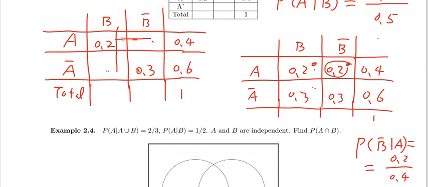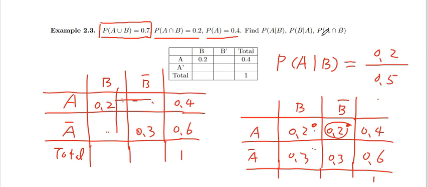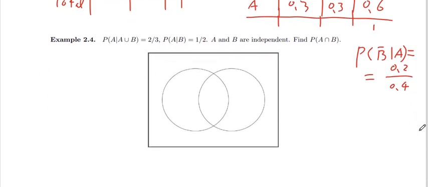Okay, and then once we have this table, we can answer everything. So here A, let's say what is this? A and B bar. So where is A and B bar? A and B bar is 0.2, right?